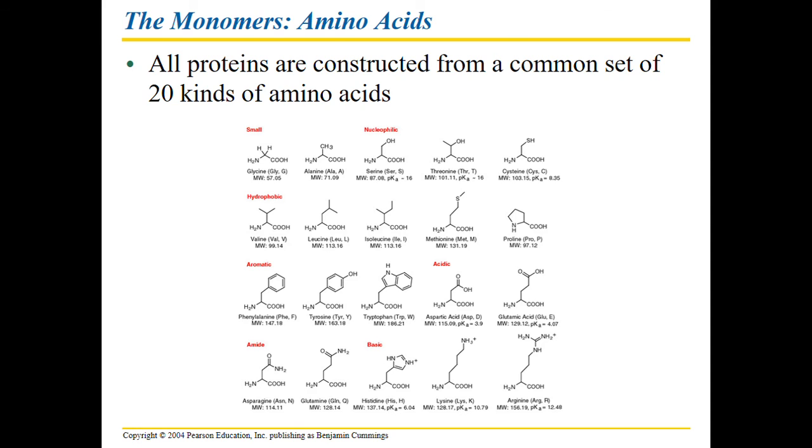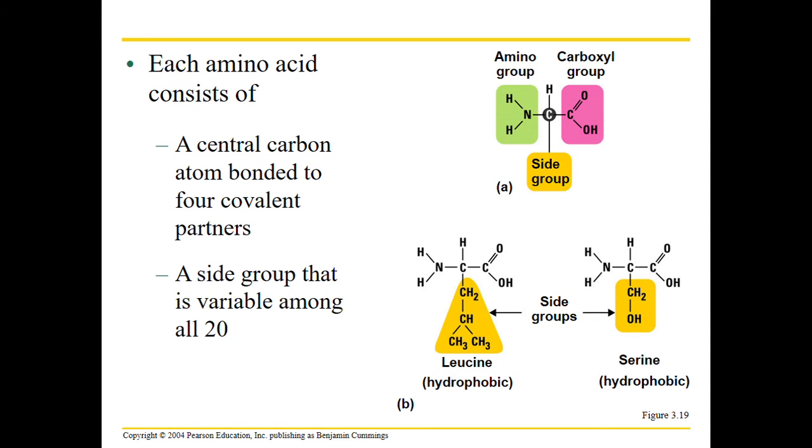And all of our proteins are made from a common set of 20 amino acids. Some are small, nucleophilic, hydrophobic, so water-fearing, aromatic, acidic, and so forth. So 20 different amino acids. And the way they're put together will determine a protein structure and function, so what it looks like and what it does.